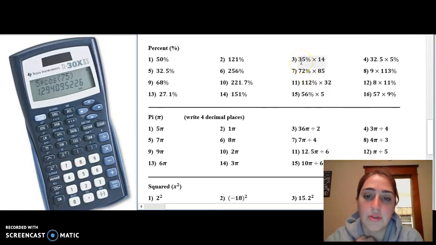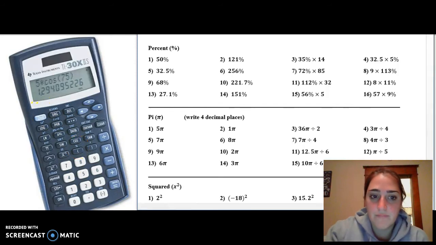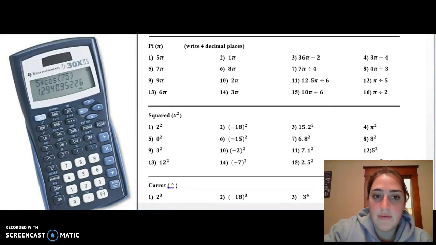Okay, so number 3 and 4 just get a little harder. It's just adding a multiplication problem into it. But it's just 35, second, this key here, and then times your 14. Then 32.5 times 5, and then you hit your second and your key. Okay. So we're more than halfway through now, which is good.